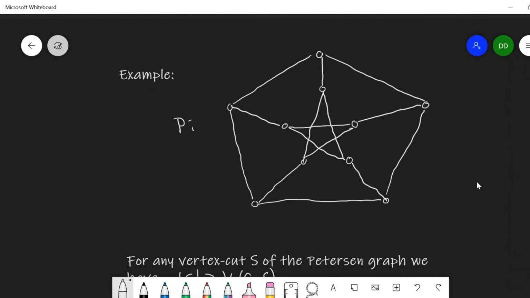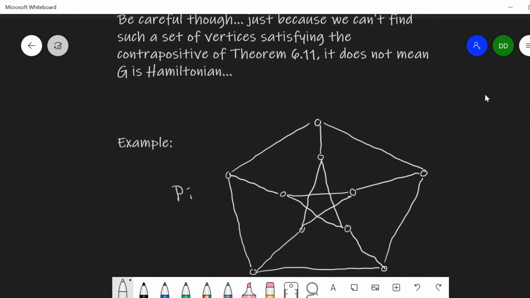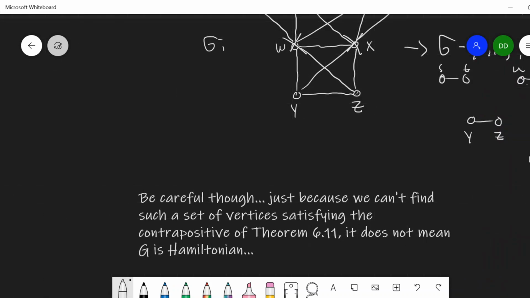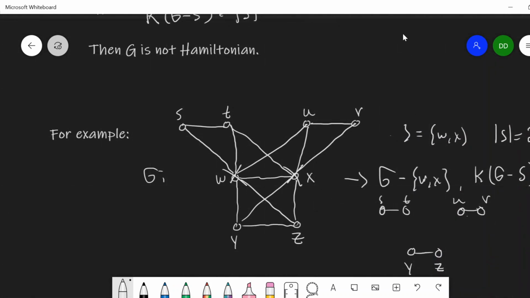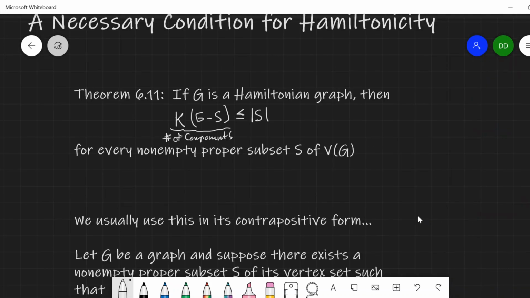So, while it can show a graph is not Hamiltonian, it can't show a graph is Hamiltonian just by showing that no vertex cut works. Again, this is the difficulty with Hamiltonicity: we don't have a necessary and sufficient condition.